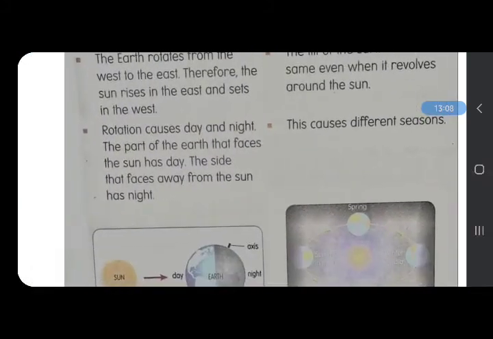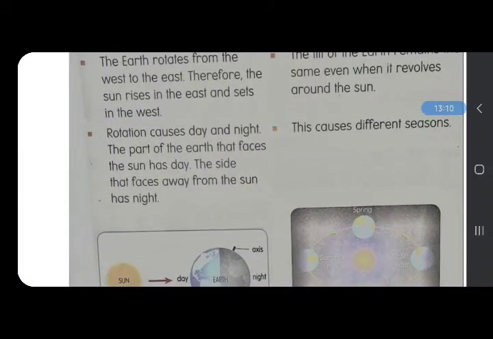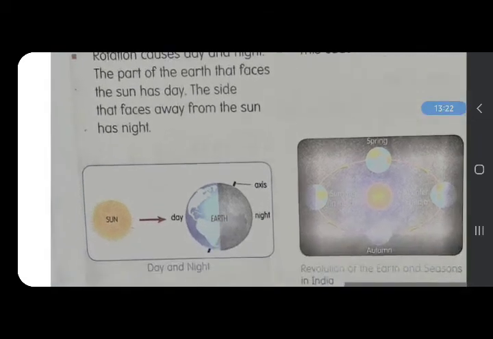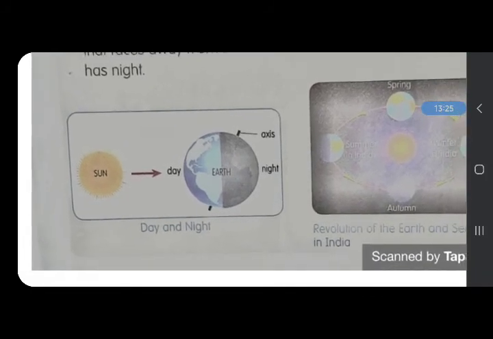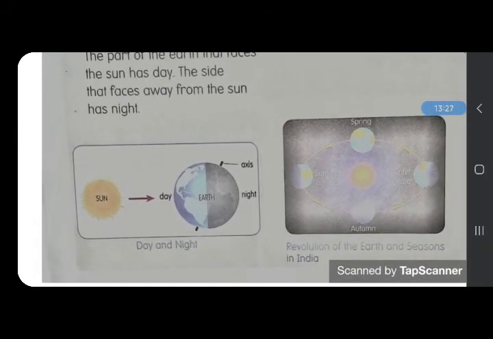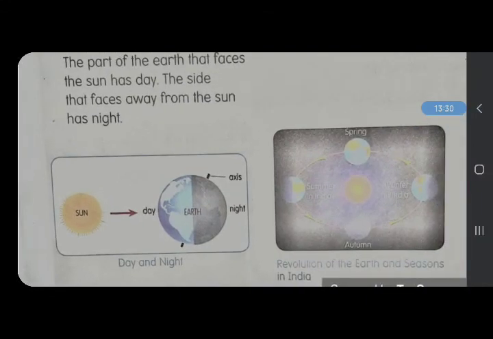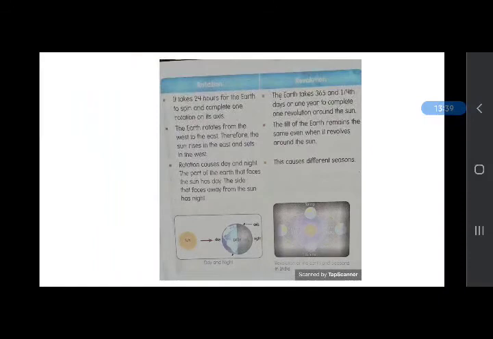And Earth rotates on its own axis. Rotation causes day and night. The part of the Earth that faces the Sun has day. The side that faces away from the Sun has night. Like this. The part that faces the Sun has day, and the part which is away from the Sun has night. And revolution causes different seasons. So this is the difference in the movements of the Earth.